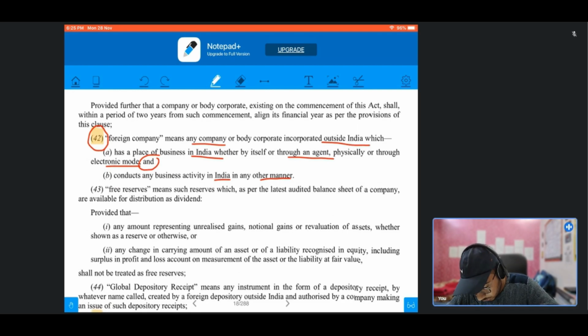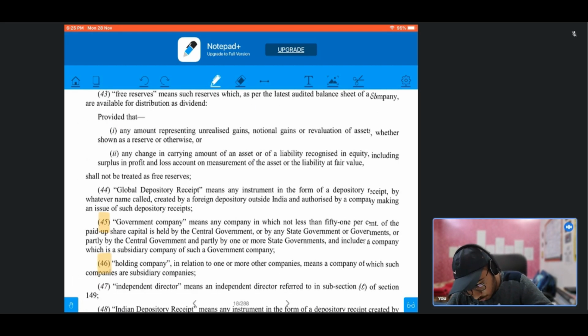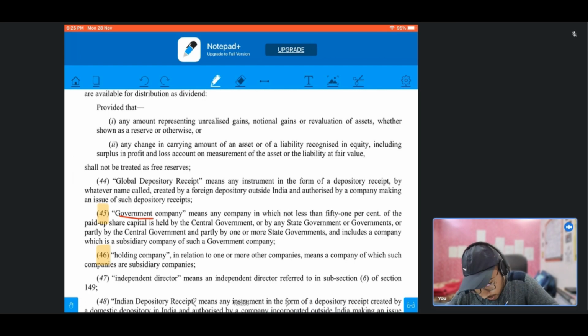Now, the next subsection which we have is subsection 45, which is of government company. So, government company means any company in which not less than 51% of the paid up share capital is held by the Central Government or any state government, or partly by the central government and partly by state government, and includes a company which is a subsidiary company of such a government company.